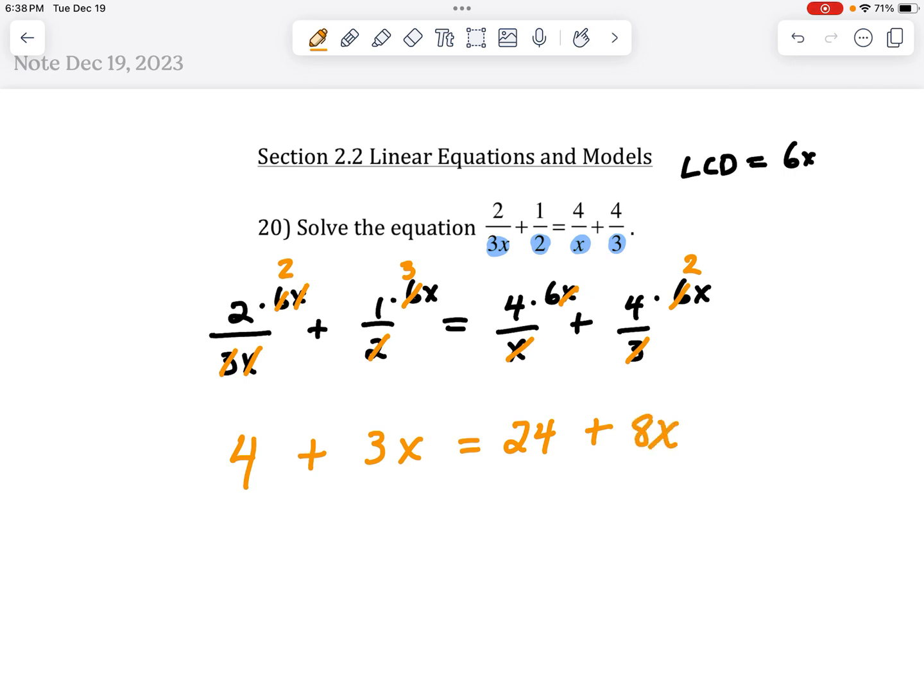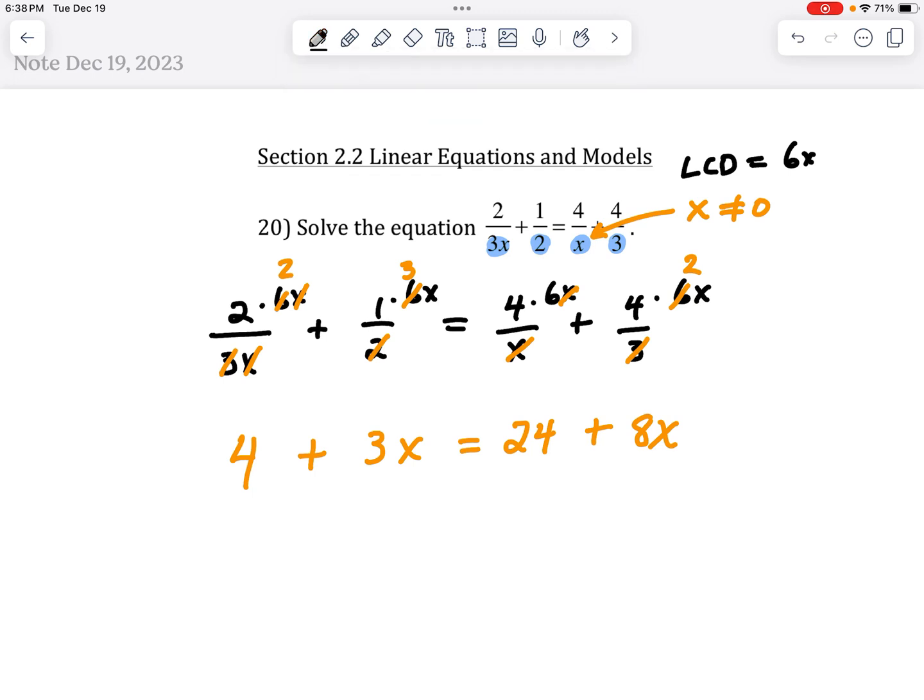Oh, one other thing that I should have mentioned is because there's an x in the bottom, the only thing that x cannot equal is 0. So if I do get 0 as my answer, I'll have to throw it away and say there's no solution. I don't think that's going to happen here, but just in case.